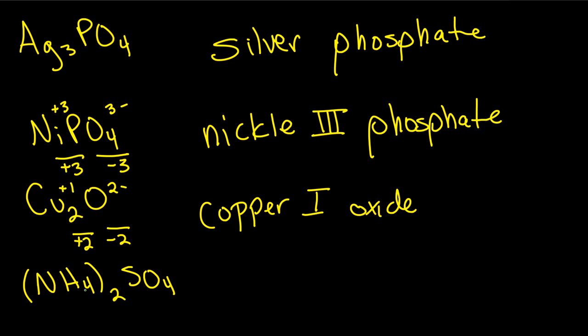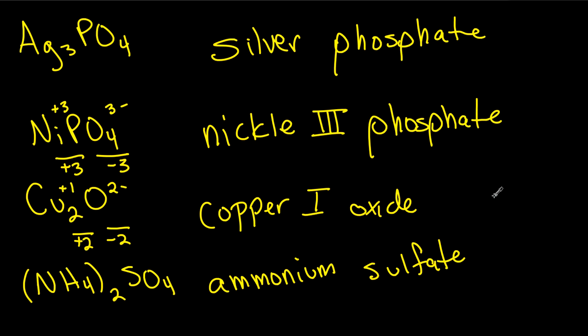Last one, we got (NH4)2SO4. This one has two common polyatomics in it, so we just got to name each one of them. NH4 is ammonium. SO4 is sulfate. So that's just ammonium sulfate. I hope this video helps, and good luck on your tests.